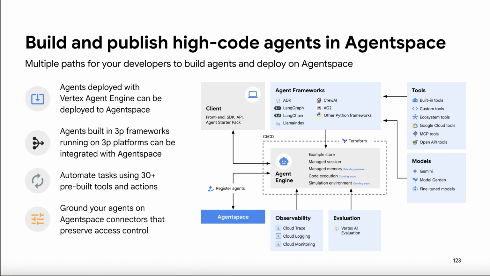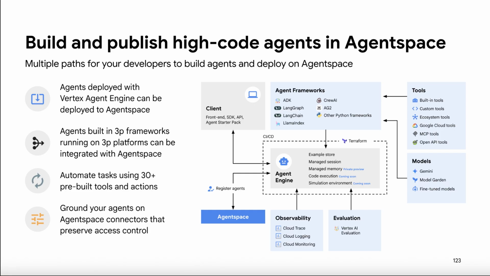There are lots of other frameworks in the market, like LangGraph, a great framework, Crew AI, AG2, and other open source frameworks. You can develop an agent on any of these platforms. Look at the top. On the top, you have ADK, LangGraph, LangChain, Crew AI, any agentic framework.